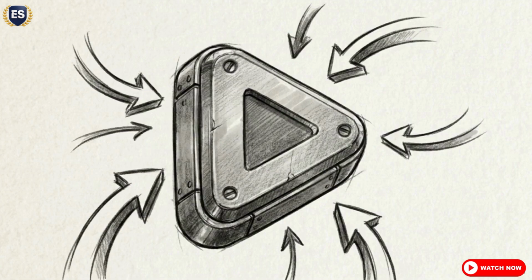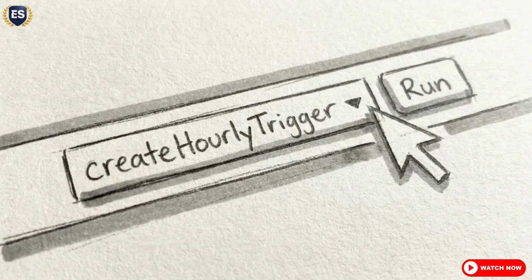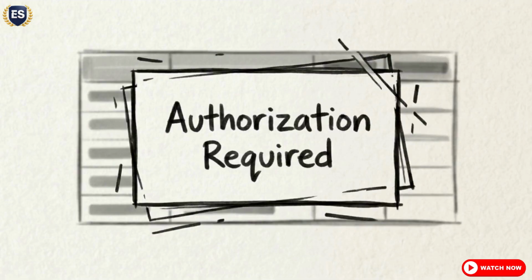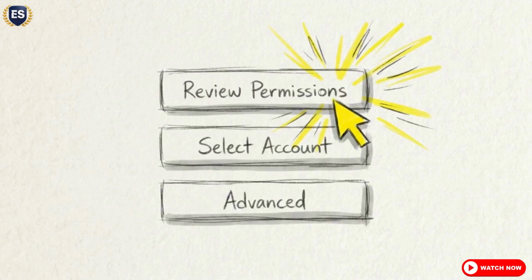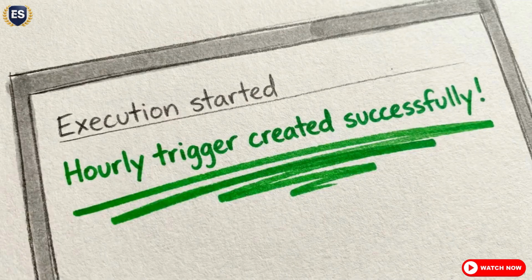Right now, the code only runs if you manually press play. To make it automatic, we need to configure an hourly trigger. At the top of the editor, click the Function drop-down menu. Select the option named createHourlyTrigger, and then click the Run button. Because this script connects your sheets to your Gmail, Google will ask for permission to run it. Click Review Permissions, select your Google account, click Advanced, and click the link at the bottom to allow the script to proceed. Look at the execution log at the bottom of your screen. You should see a message confirming the trigger was created successfully.